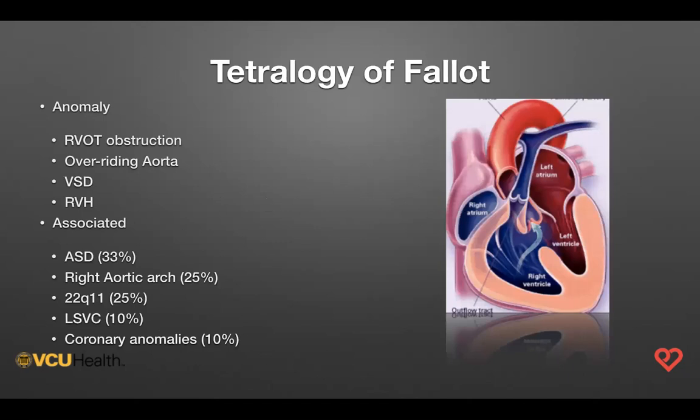So let's talk about Tetralogy of Fallot and what it's associated with. The anomaly itself is RV outflow tract obstruction. It can be in the infundibular region, the pulmonary valve, or the PAs.